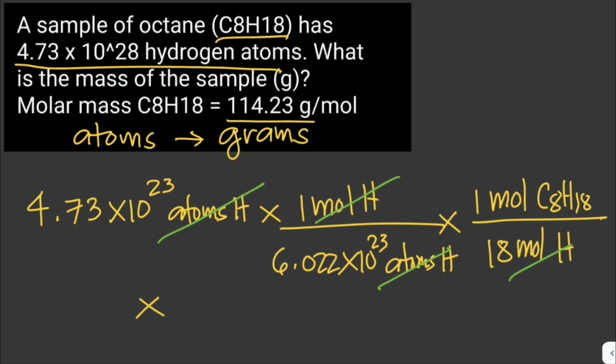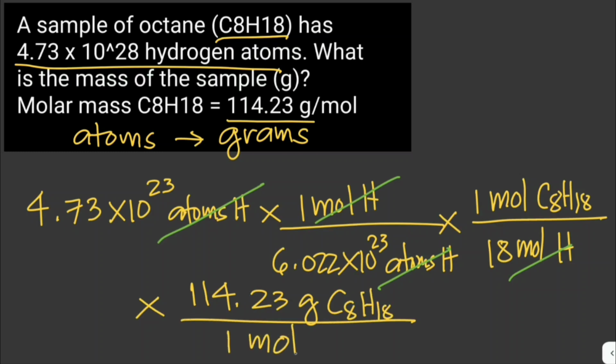And then we need to multiply the number of moles of octane by its molar mass, which is 114.23 grams per mole. So that is 114.23 grams octane per 1 mole of octane. Then the number of moles of octane here cancels out. Then we're left with the unit grams of octane. So let's calculate this one.